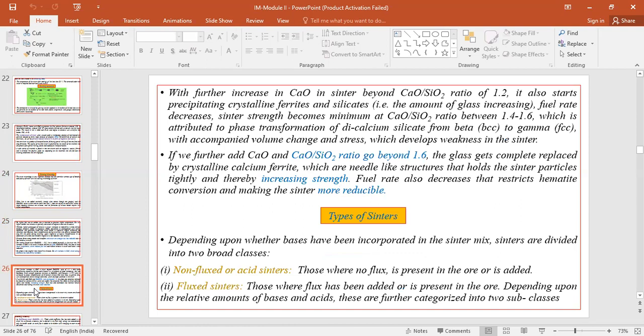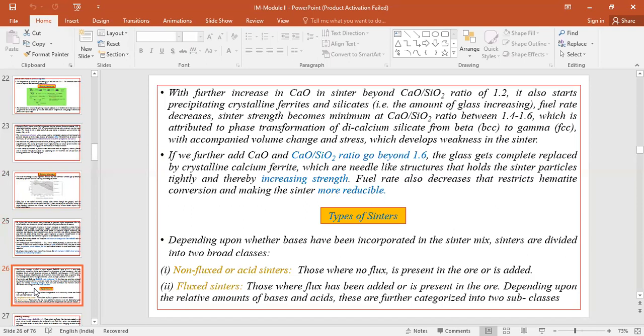Still, if you increase the fluxes further, that is the CaO content, if the CaO by SiO2 ratio reaches around 1.2, in this case the precipitation of ferrites and silicates may take place. That means the amount of glassy phase still increases, the fuel rate decreases, and the sinter strength becomes much less.